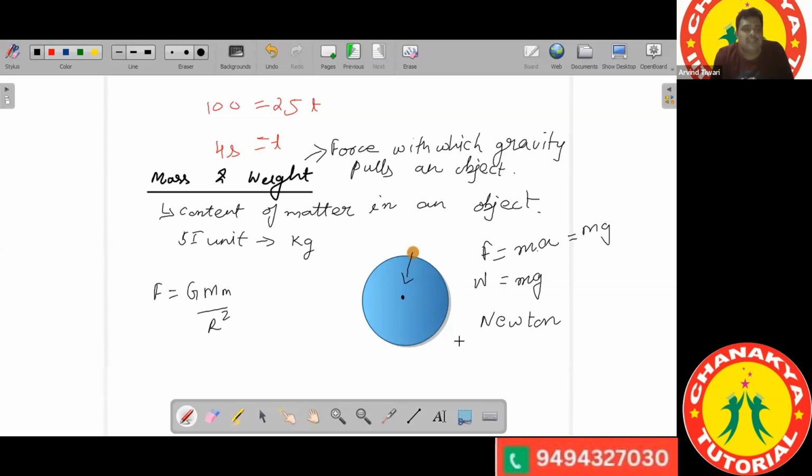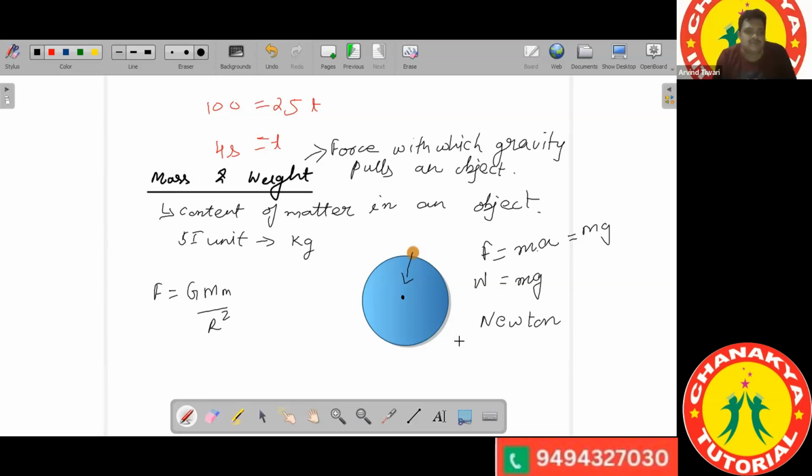What I mean by constant is that, suppose you buy 1 kilogram gold. If you buy 1 kilogram gold and you go weigh that 1 kilogram gold on the moon, still it will remain 1 kilogram. Its quantity will not change. Do you think the quantity of gold will change?